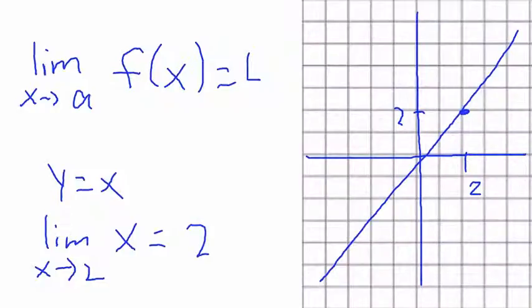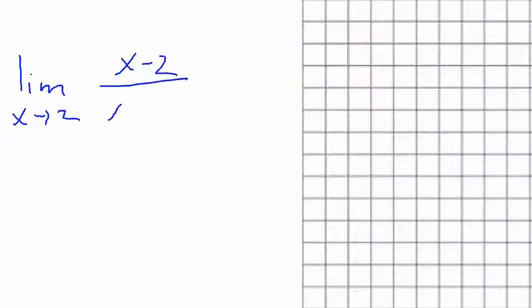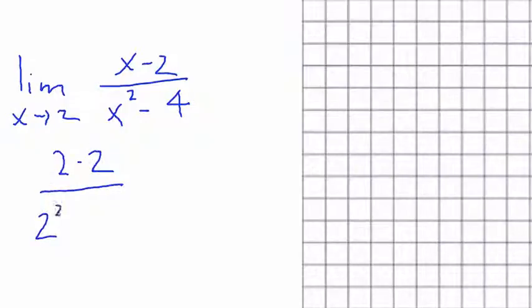But it's not always that simple, where you can just plug in a value to get the answer. If you have the limit as x approaches 2 of x minus 2 over x squared minus 4, in this case you can't just plug it in, because if you do, you would get 2 minus 2 over 2 squared minus 4. And once you do the math, that equals 0 over 0, which is undefined. So in this case, you would have to do something else.